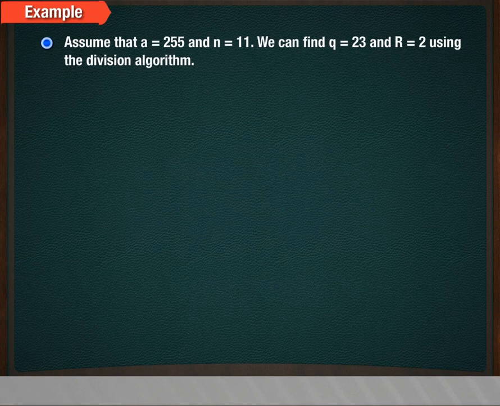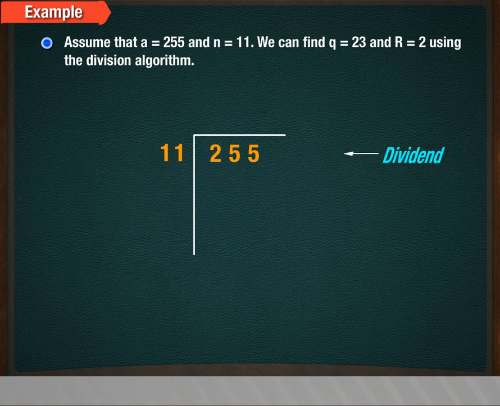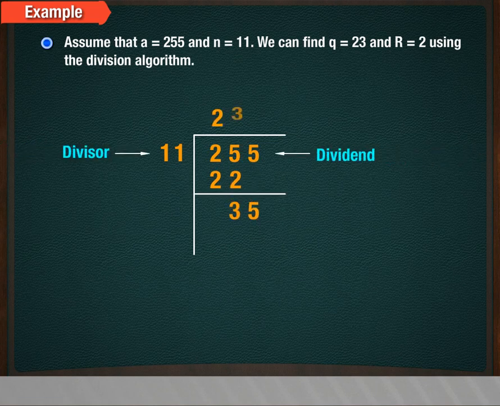Example, assume that A is equal to 255 and n is equal to 11. We can find Q is equal to 23 and R is equal to 2 using the division algorithm.